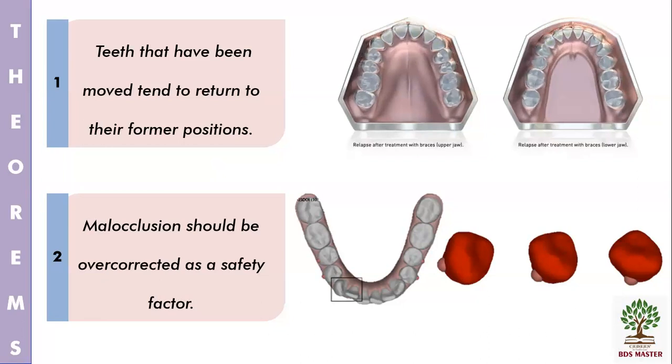Okay. So the first one is that teeth that have been moved tend to return to their former positions. This is basically a cause of relapse. It could be very multifactorial. So any tooth that has been moved from its original position always has a tendency to return to its former position, which is why we talk about relapse and the need for retention. So this was the first theorem of retention.